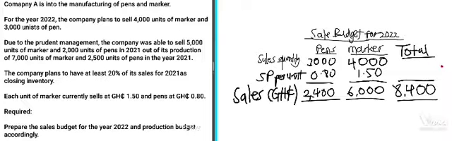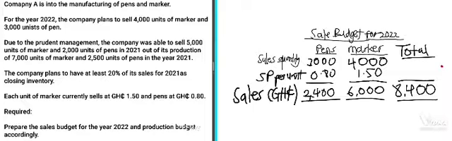Now, due to the prudent management, the company was able to sell 5,000 units of marker and 2,000 units of pens in 2021 out of its production of 7,000 units of marker and 2,500 units of pens in the year 2021. The company plans to have at least 20% of its sales for 2021 as closing inventory. Each unit of marker currently sells at 1.5 and pens at 0.8. Now we are required to prepare the sales budget for the year 2022 and the production budget accordingly. So we start by preparing our sales budget.